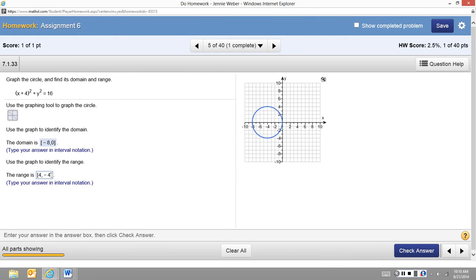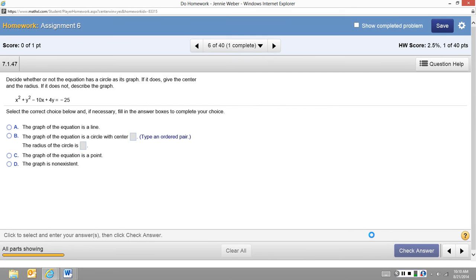What did I put down here? I know I'm right, but what did I... Oh, I put it in backwards. I was talking. I'm like, what did I put in backwards? And you'll find that MyMathLab obviously can be pretty picky at times. Okay. So that's all there is to this.